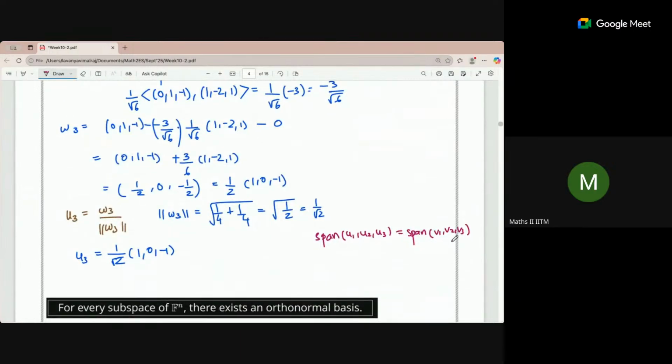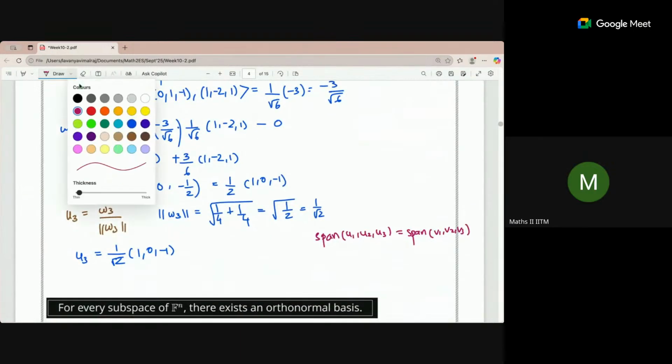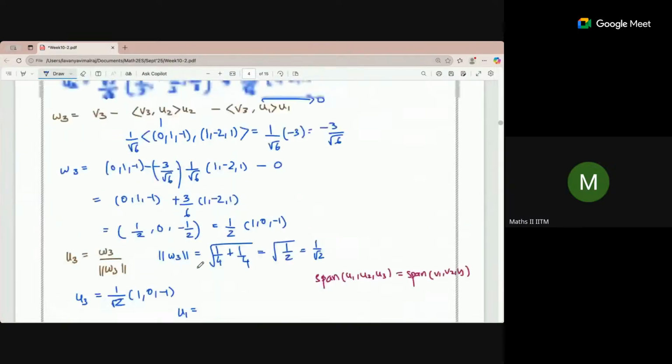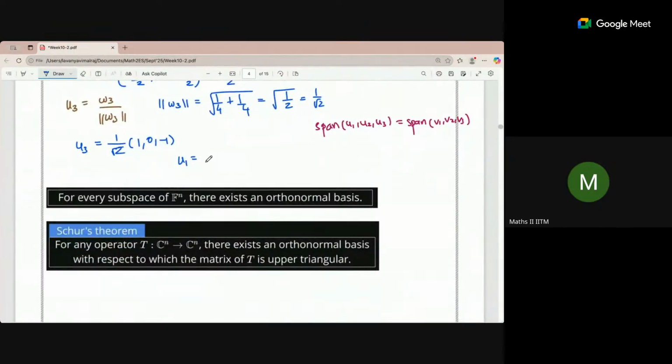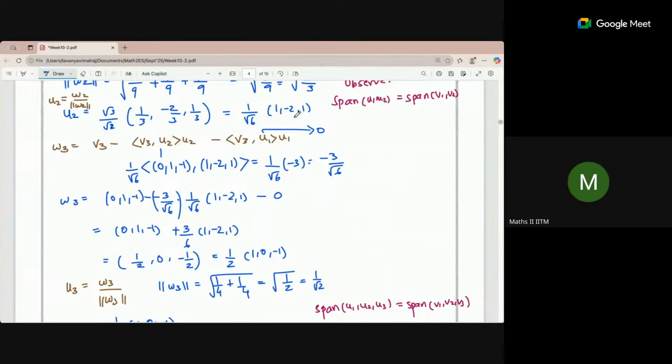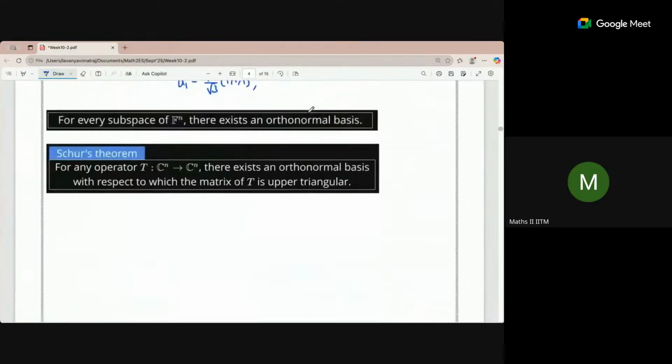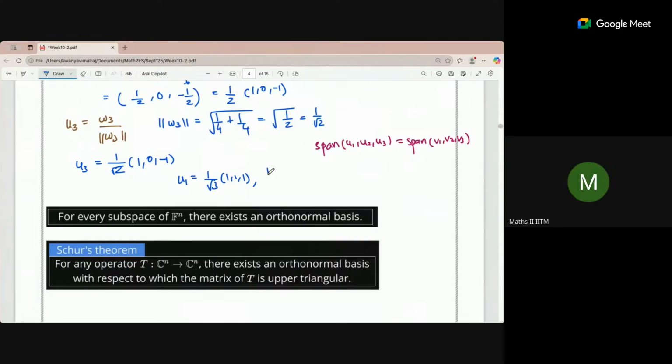Okay. So now what are the vectors we have obtained? So the final answer here: what is your u1? It is 1 by root 3 times of 1 1 1. And then what is your u2? Your u2 is 1 by root 6 times of 1, minus 2, 1. And then here you have 1 by root 2 times of 1, 0, minus 1.